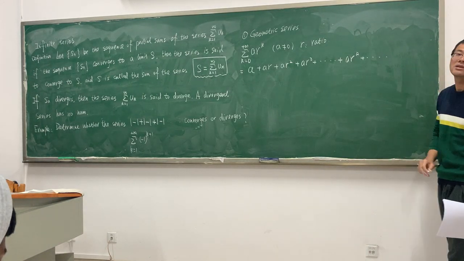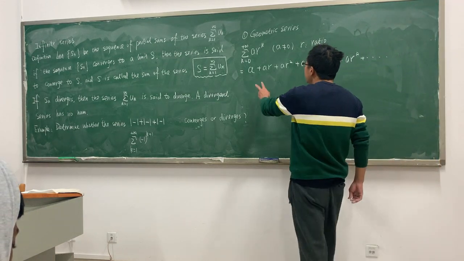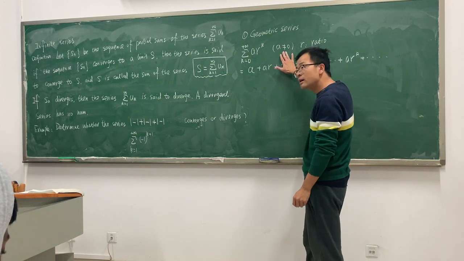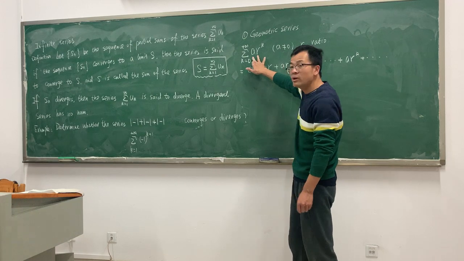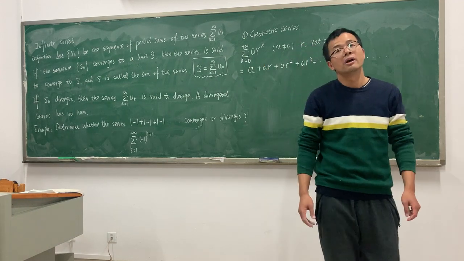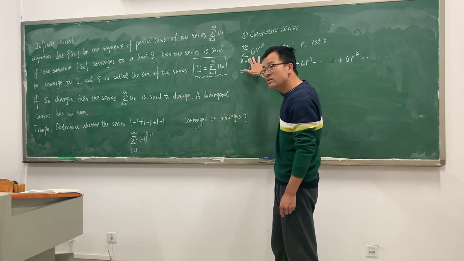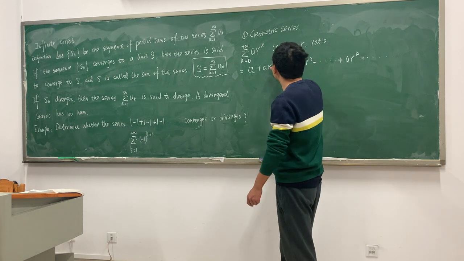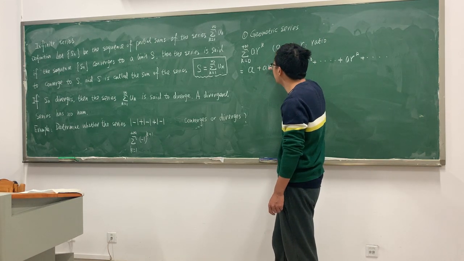From here we can see the first term is A, and it is non-zero. Why do we need A non-zero? Because when A equals 0, every term is 0, so it is trivial. When A equals 0, each term is 0, so it is trivial. So we just consider A not equal to 0, a non-zero constant.